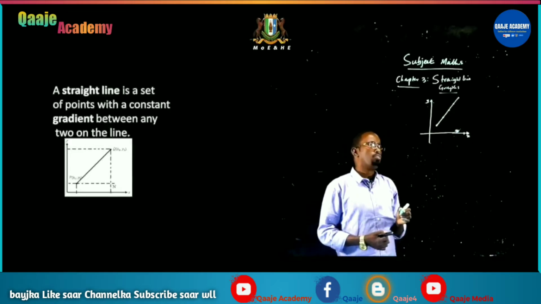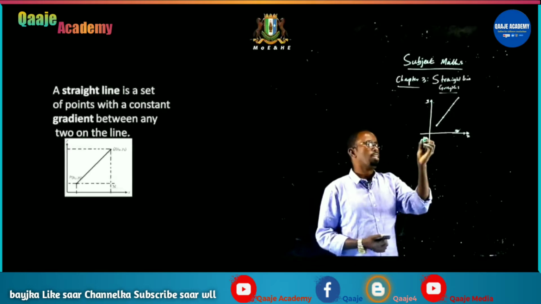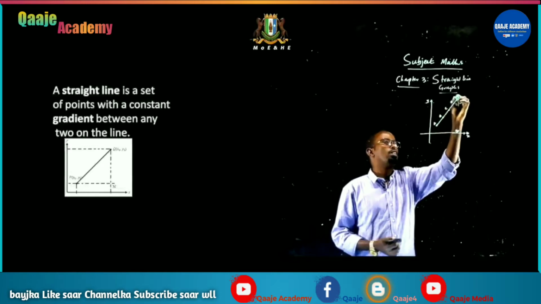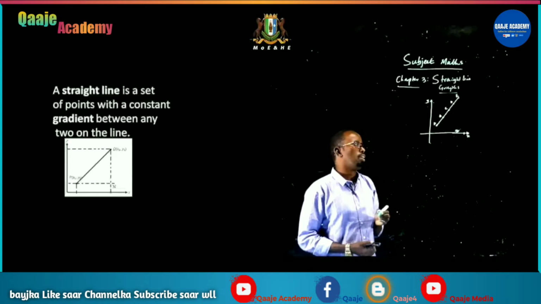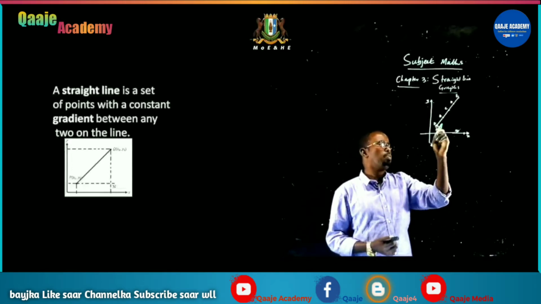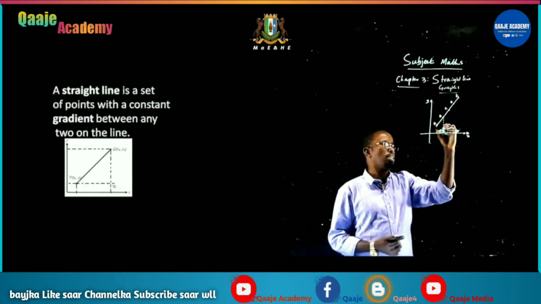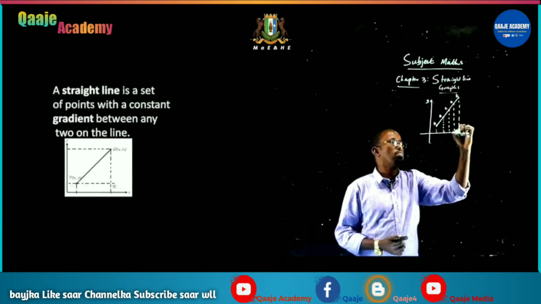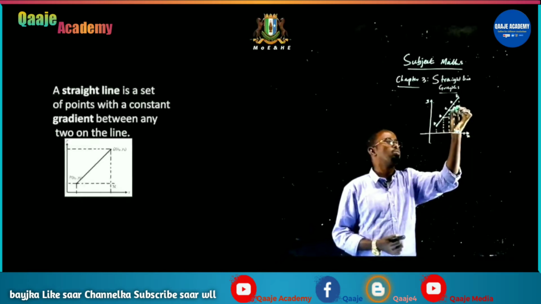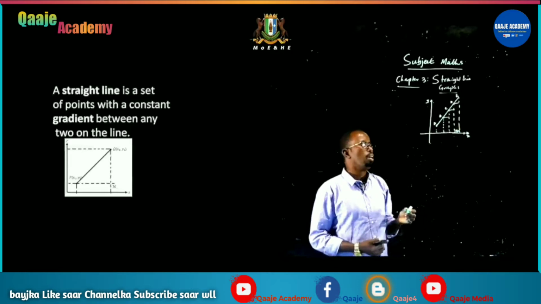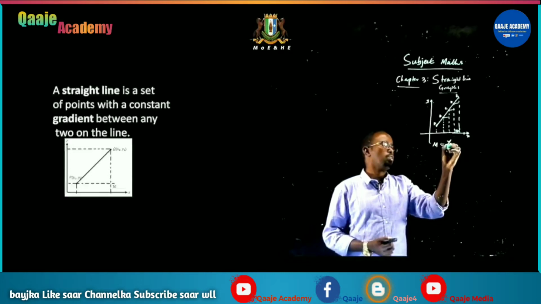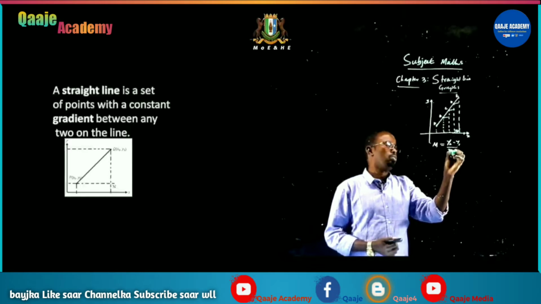So, when you want to find the gradient of any straight line, let's call the points A, B, C, D, and E. You pick any 2 points on the line, and you will get a constant gradient. So it is changing y divided by changing x. Gradient m is equal to changing y, that is y2 minus y1, divided by x2 minus x1.